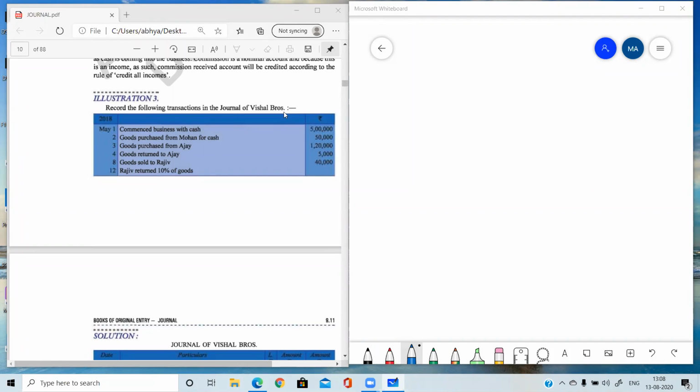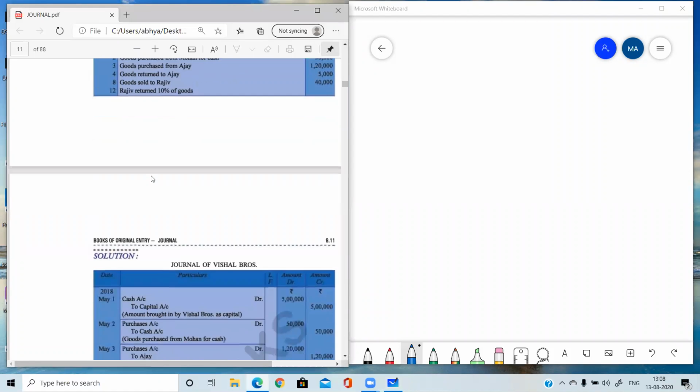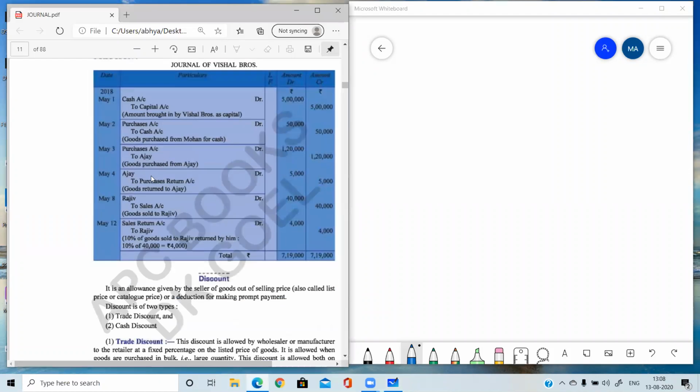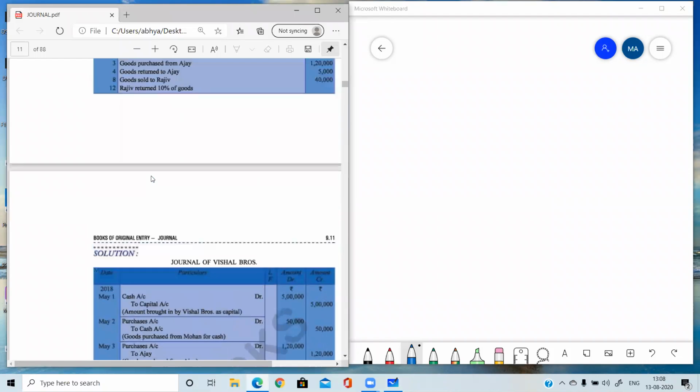So today we'll be doing not the complete question, different type of entries only, because in the questions the same entries are repeated again and again. So today we will be doing the different type of entries only.